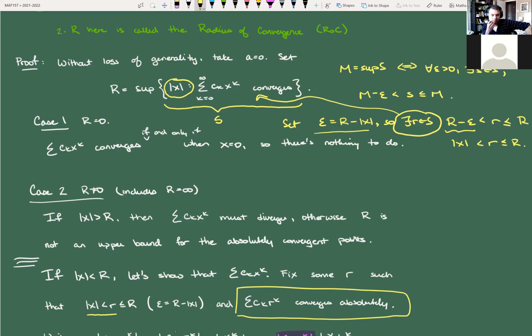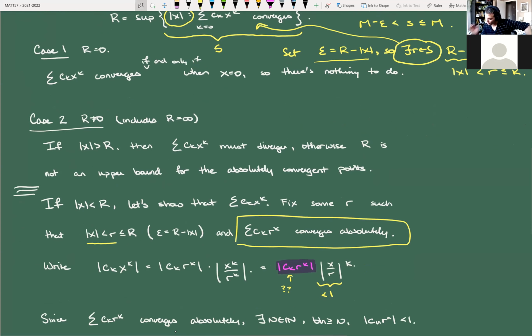Yeah, actually, hold on. Let me double check. Because either we should change this to "converges absolutely," or we should do, let me just double check. So if you have some value of x less than r, let's show that this converges, fix some r such that this is true, that it converges. I guess we actually don't need, that's a good point. For now, let's just change this to "converges absolutely."